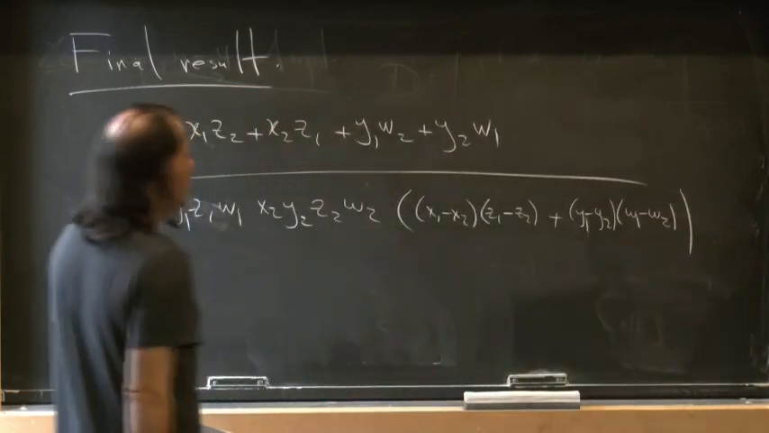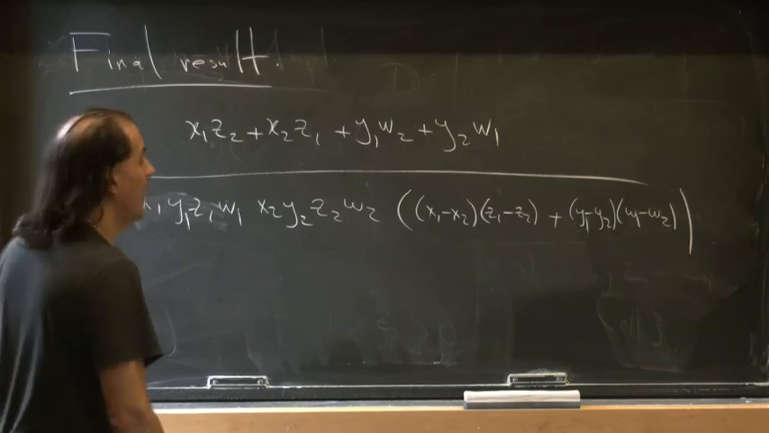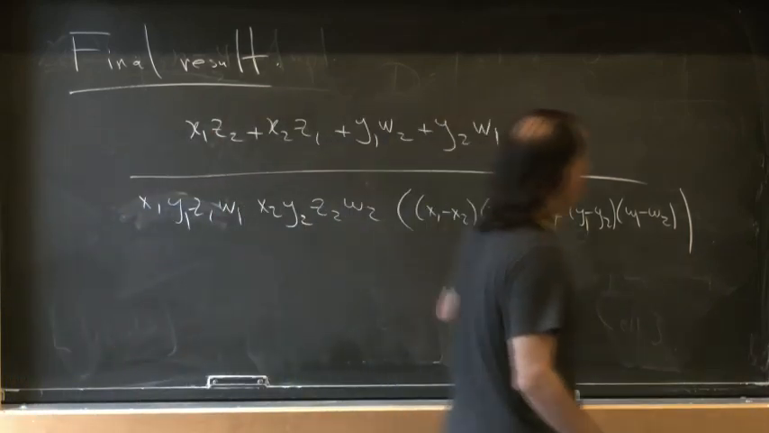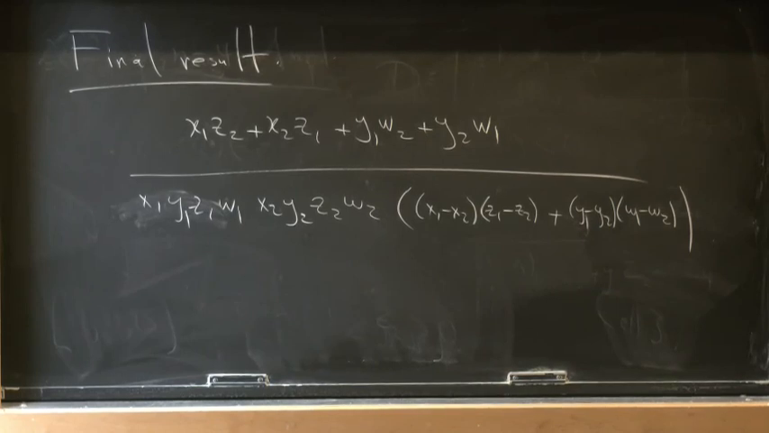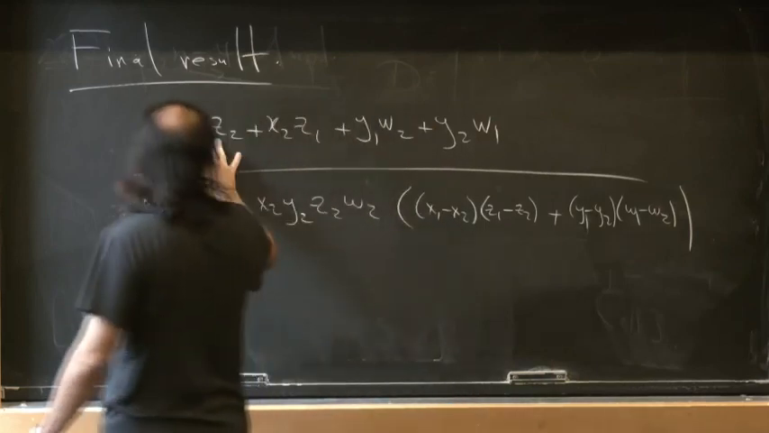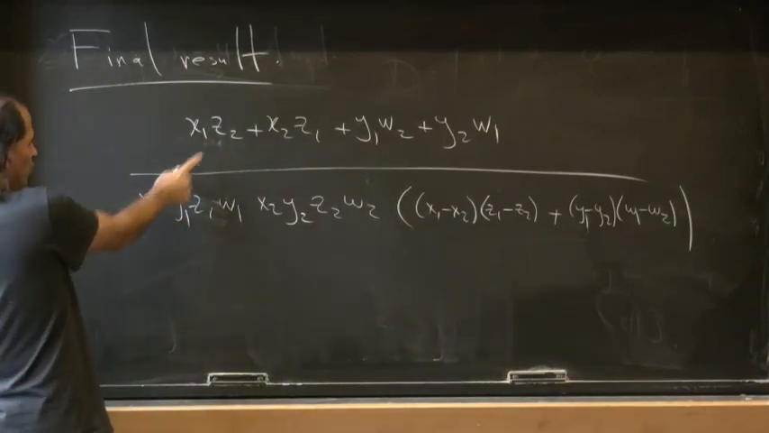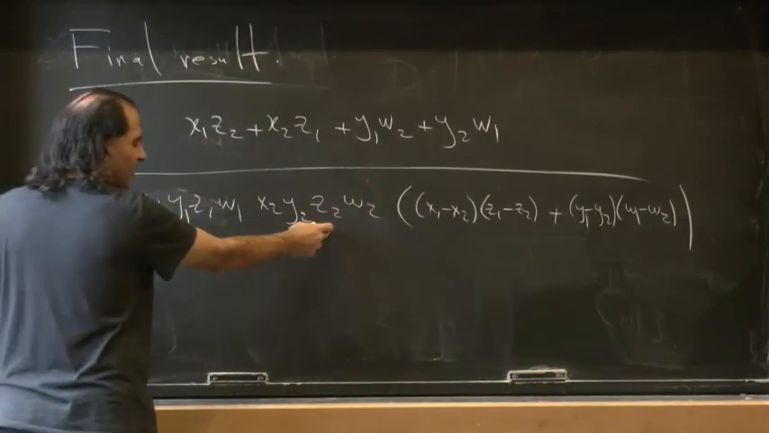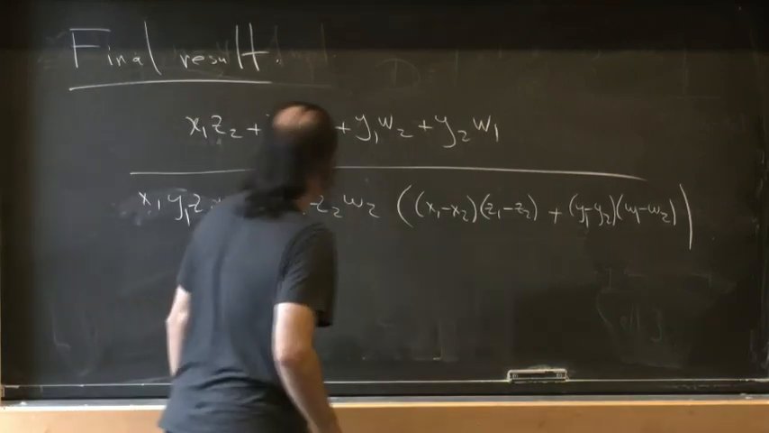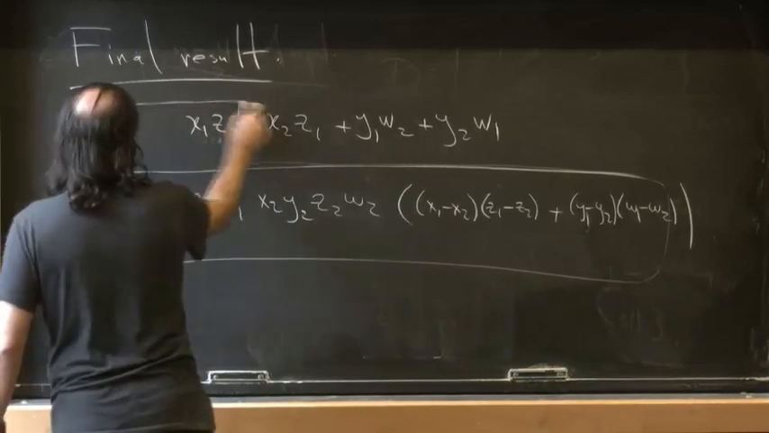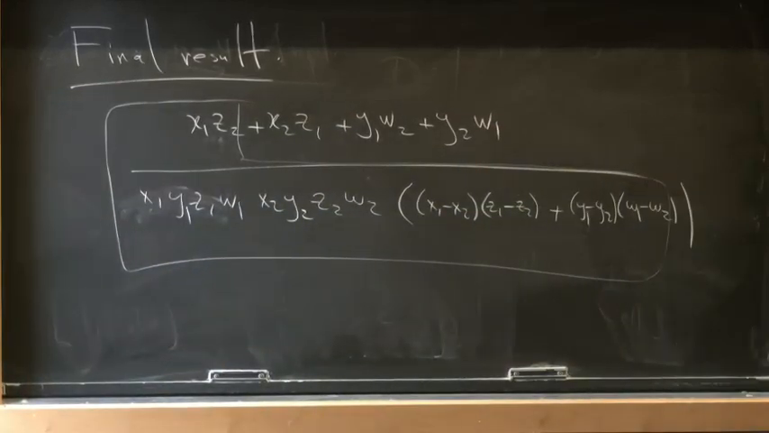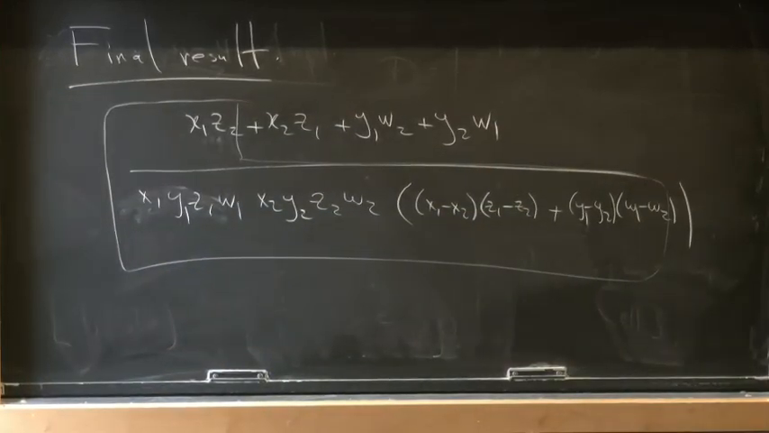Okay, so you see all the spurious poles are gone. And this is a sum of four terms. So let's see what the four terms are. Let's look at one of them. Let's look at the first term. See, the first term is killing the x1 pole and the z2 pole. So let's look at this first term here. And let's see what are the numerators.